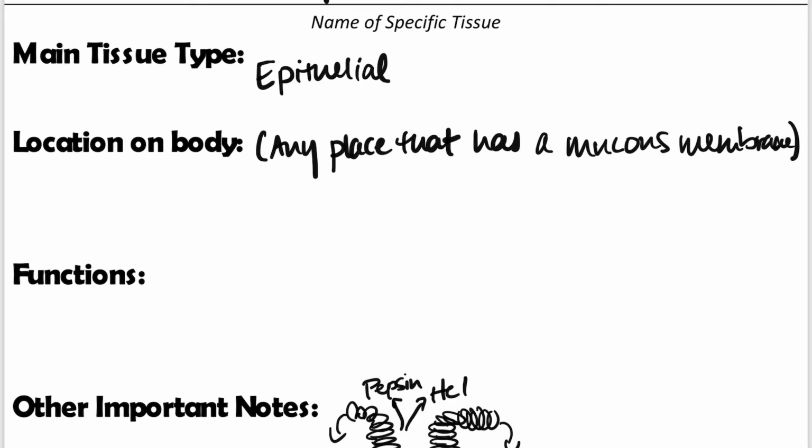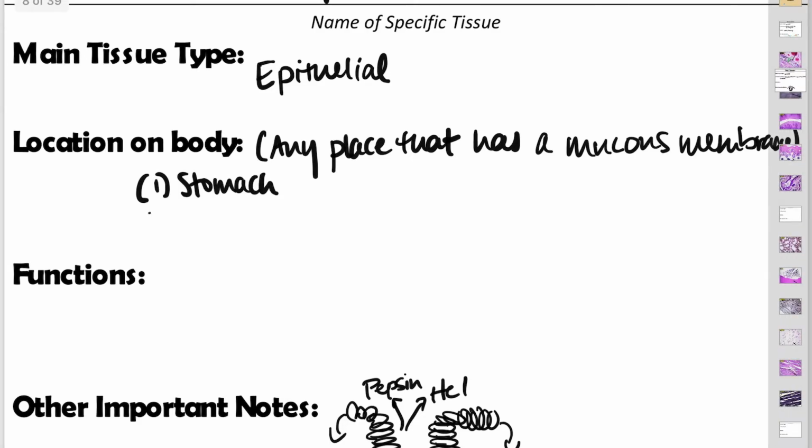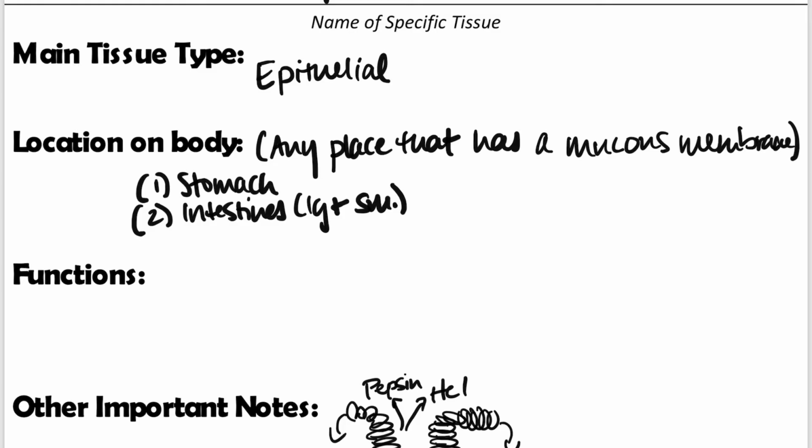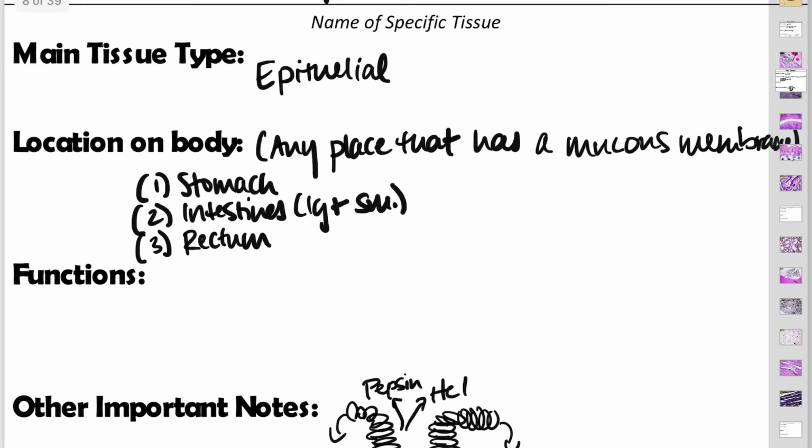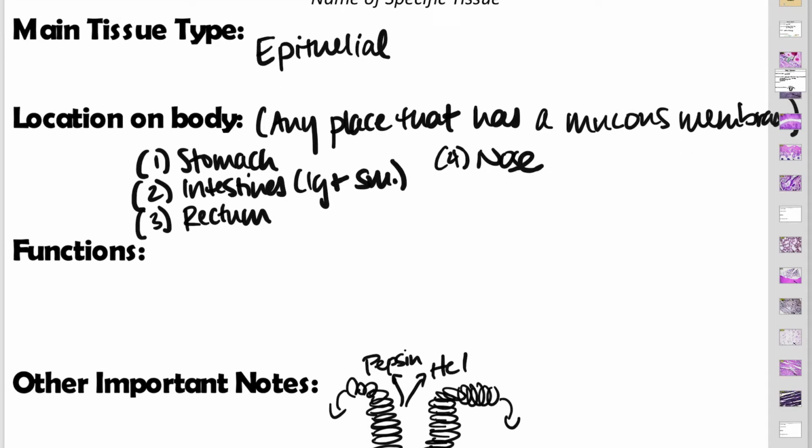So this would be like the stomach, which is actually what this slide is taken from. But you could also have this in the intestines, both large and small. And you could have it in your rectum, which is kind of an extension of your intestine. And then lastly, your nose. Okay, so all those places have mucus in them.